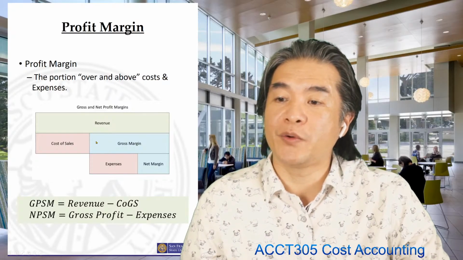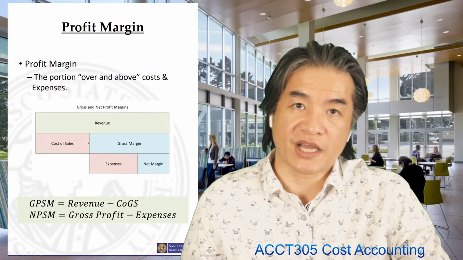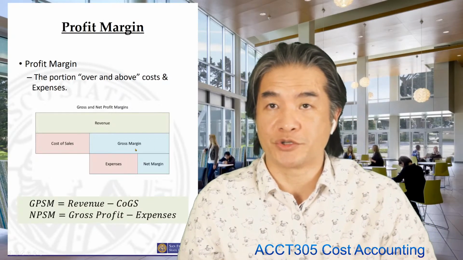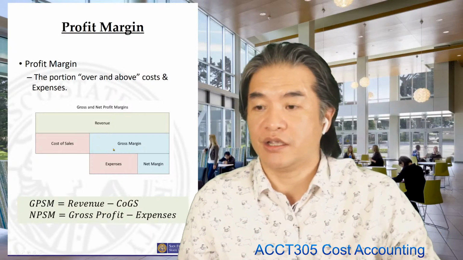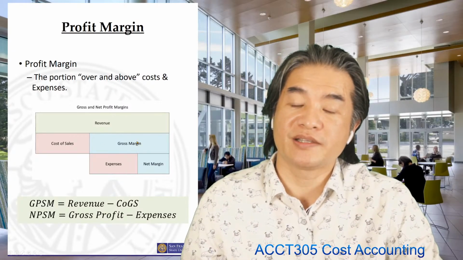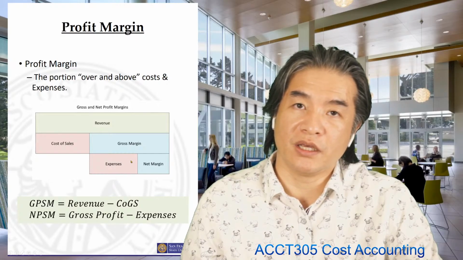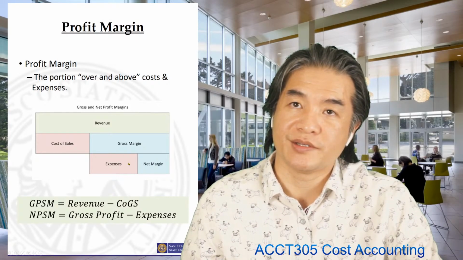So the area over and above cost of sales or cost of goods sold is what we call a gross margin. Sometimes we call it gross profit margin, right? And in this area, inside the gross margin, what do we have to account for? The period cost, the expenses, right?